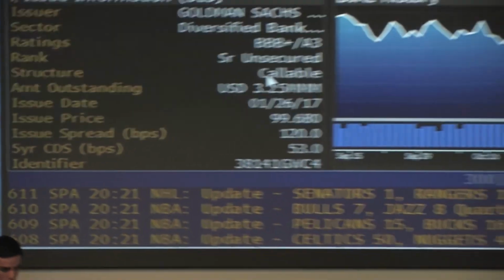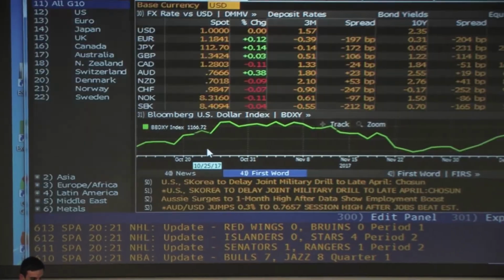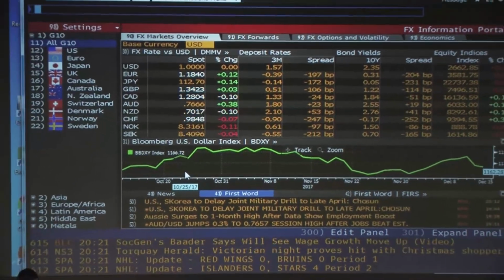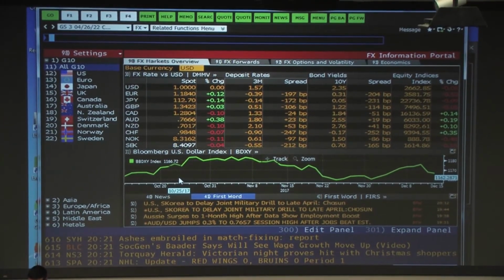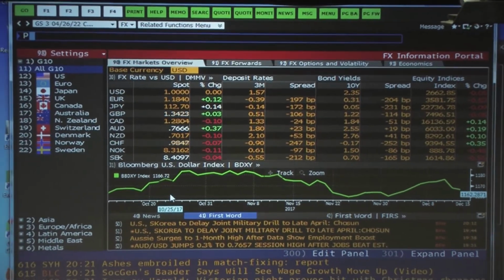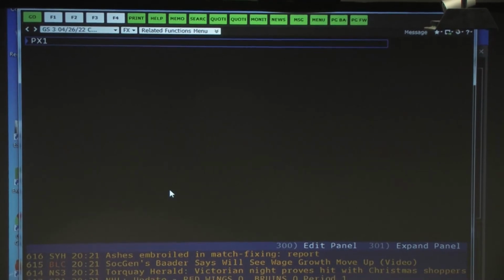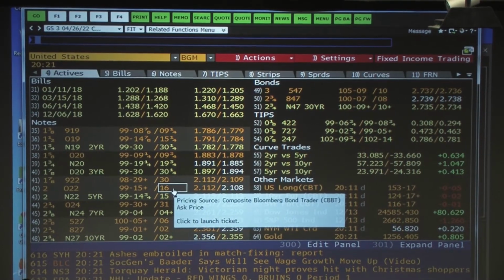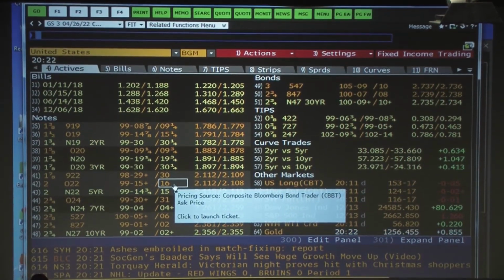So I talked about U.S. Treasury or U.S. Treasuries. So we had the bonds, the bills, and the notes. If we go to a function called px1, it allows us to look at all these different things.